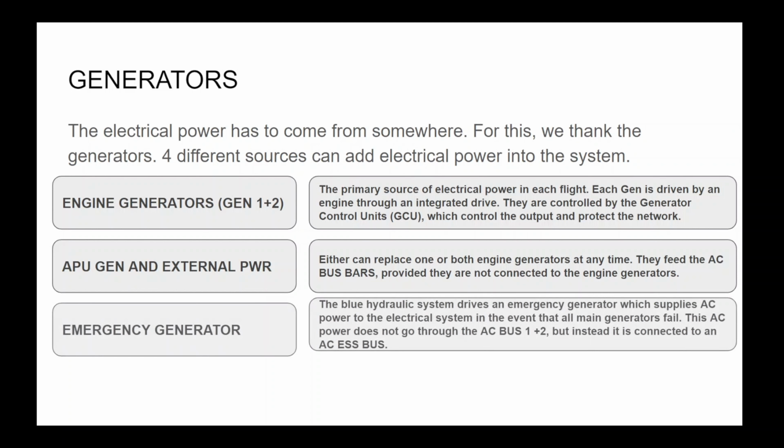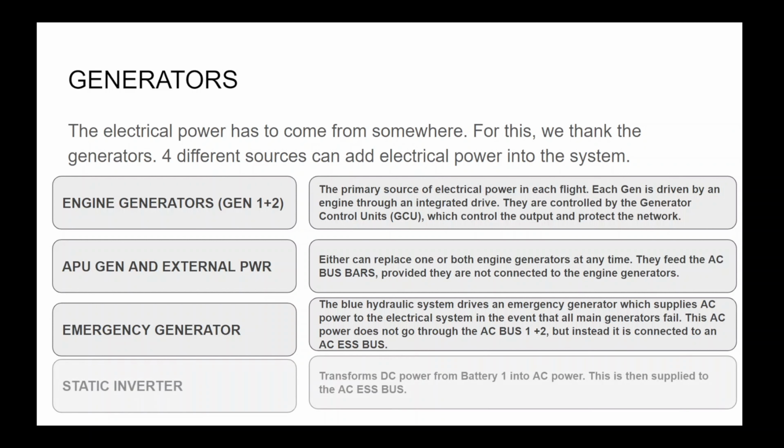The emergency generator. The blue hydraulic system drives an emergency generator which supplies AC power to the electrical system in the event that all main generators fail. This AC power does not go through AC bus 1 and 2, but instead it is connected to an AC essential bus. And the static inverters transform DC power from battery 1 into AC power. This is then supplied to the AC essential bus.